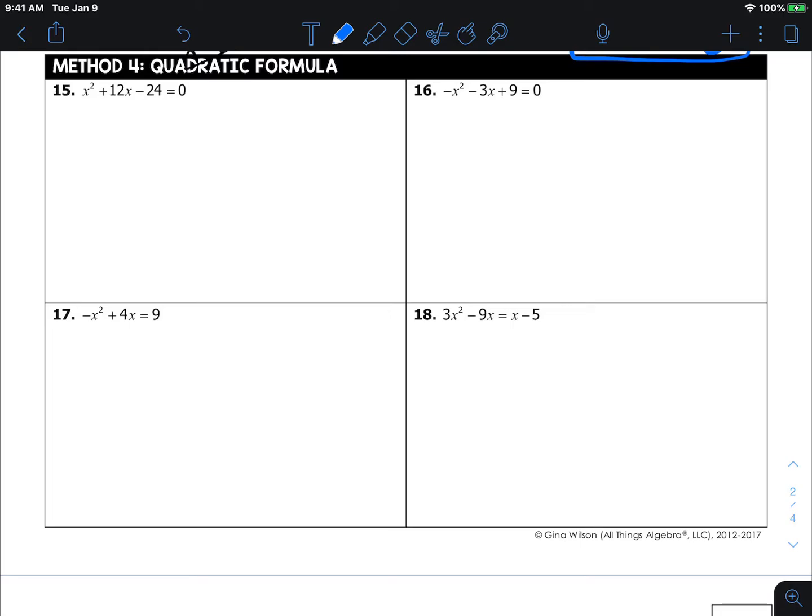Okay, so I'm continuing Lesson 815. This is the review of solving quadratic equations. I'm going to go over the last and the fourth method.